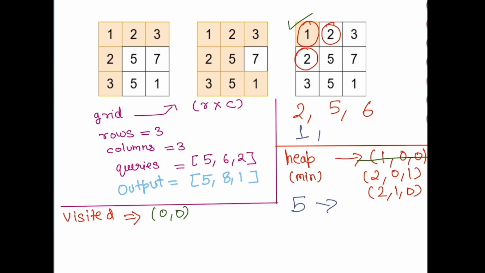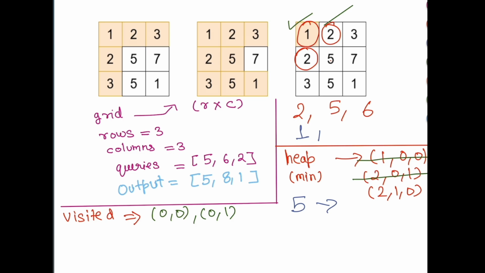Is the next element less than this particular data? Yes, it is, right? The query is 5, the next data is 2, and we know that this data is less than our query. So this will also be the part of our answer, and we will remove it from this particular heap. And we are going to say the cell number 0 comma 1 is visited now, and this is the part of our answer.